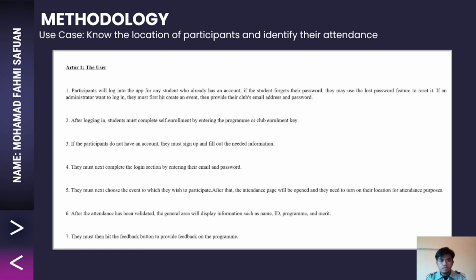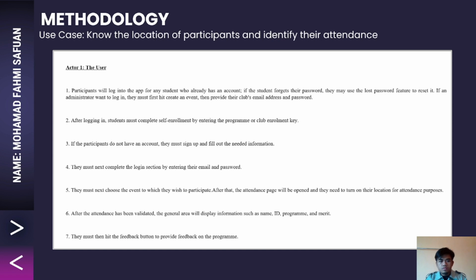The use case is to know the location of participants and identify their attendance. Actor 1 is the user. The participant will log in to the app. For any student who already has an account, if the student forgets their password, they may use the lost password feature to reset it. If an admin wants to log in, they must first hit create an event, then provide their class email address and password.